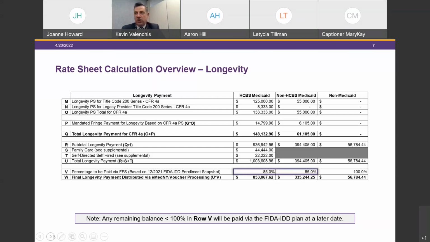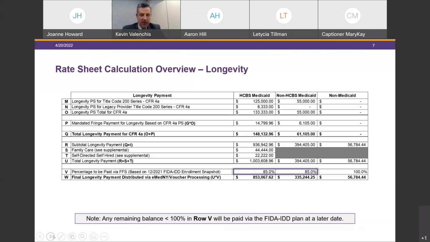So again, I just want to pause there and reiterate. For the CFR 4A, we did not look at any of your CFR 4A PS costs. We simply applied the benefit to the direct employed staff to the CFR 4A hours. That's how the current rate methodology works in terms of treating those CFR 4A hours. So we brought parity to that calculation.